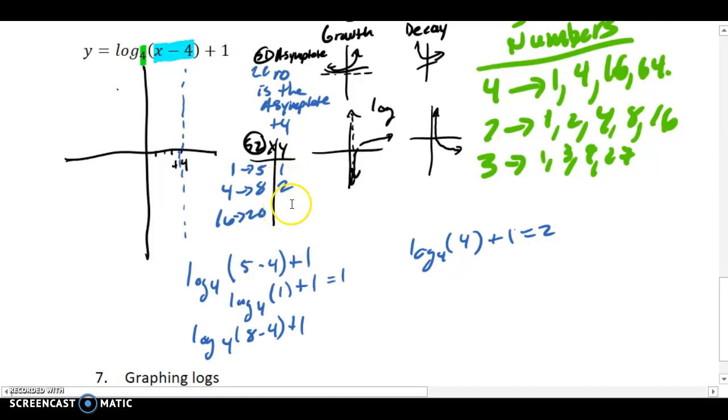You can probably guess what the next one's going to be, because we're picking smart numbers. So we're not just picking any numbers, we're picking smart numbers. So I'm going to pick 20.